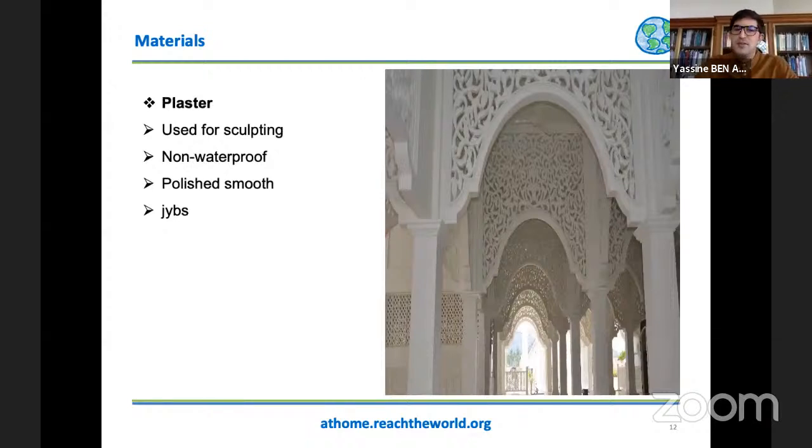Plaster is used for sculpturing, is non-waterproof, and is polished smooth. If you go to almost every house in Morocco, you will find plaster. It's white. Some people keep it white, and some people like to decorate it, to paint it with different colors, and it also looks good. But the majority of houses and mosques keep it white, as it is.